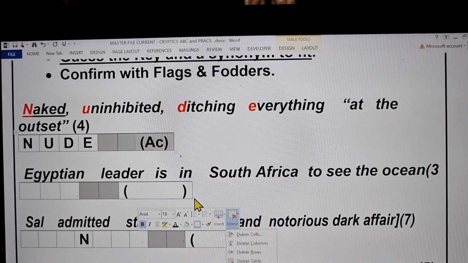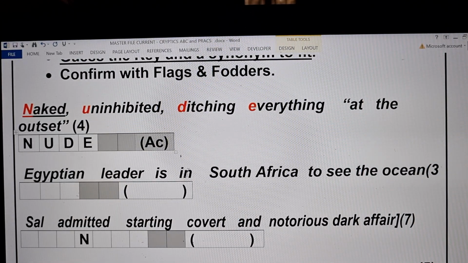Egyptian leader is in South Africa to see the ocean. Right. Only 3 spaces. That's easy. Or should be. And flags. "In" can be hidden. Hidden or a container, whichever it likes to be.